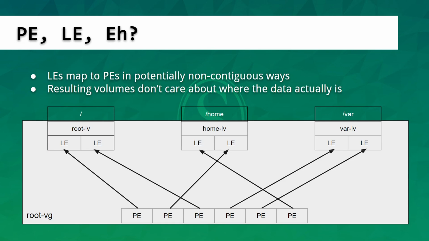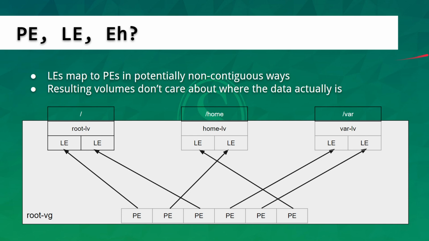So logical extents map to physical extents, most of the time, in non-contiguous ways. Contiguity meaning they are adjacent to one another. The resulting volumes don't care where the data actually is on the physical volume because it's an abstraction layer. It's meant to be non-contiguous. It's an index. Tell me where that data is. Point me in the right direction, and I don't care where it is. I know where it is. I don't care if it's sequential. It probably won't be sequential. It'll be spread out everywhere, and that's okay.